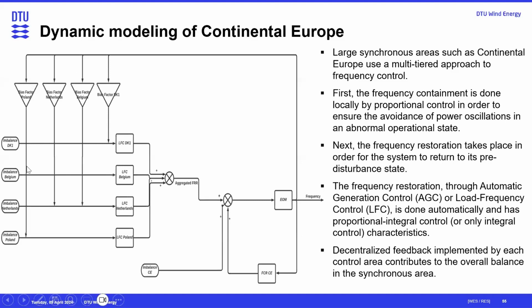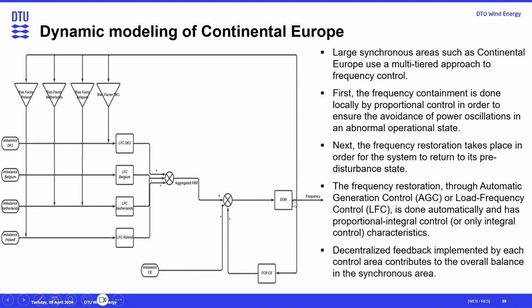Similarly, we have it for continental Europe. So here, for an example, we have the imbalance of Denmark coming in, imbalance of Belgium coming in, imbalance of Netherlands coming in, imbalance of Poland coming in, and we have the LFC for each of those imbalances. Then you add up to calculate the aFRR. And we only have automatic frequency restoration results, aggregated aFRR, and then the total imbalance in continental Europe, which is the total imbalance you saw how we calculate from the prognosis here.